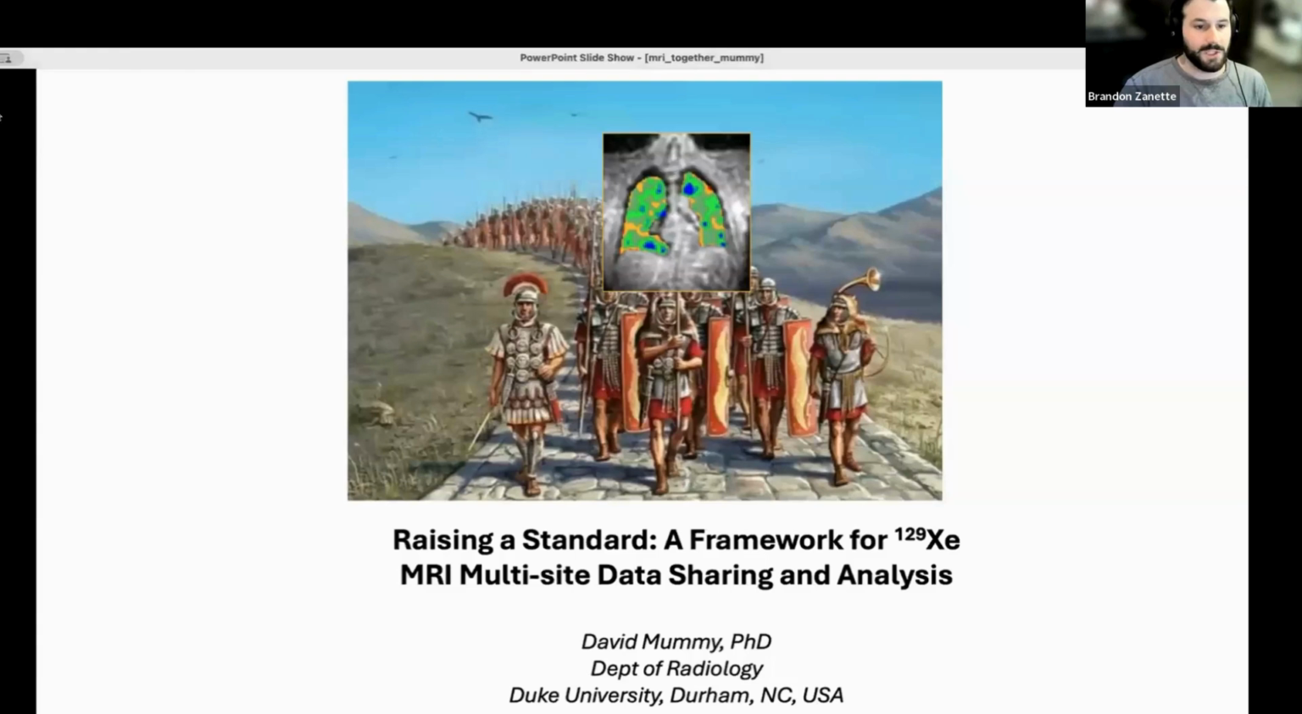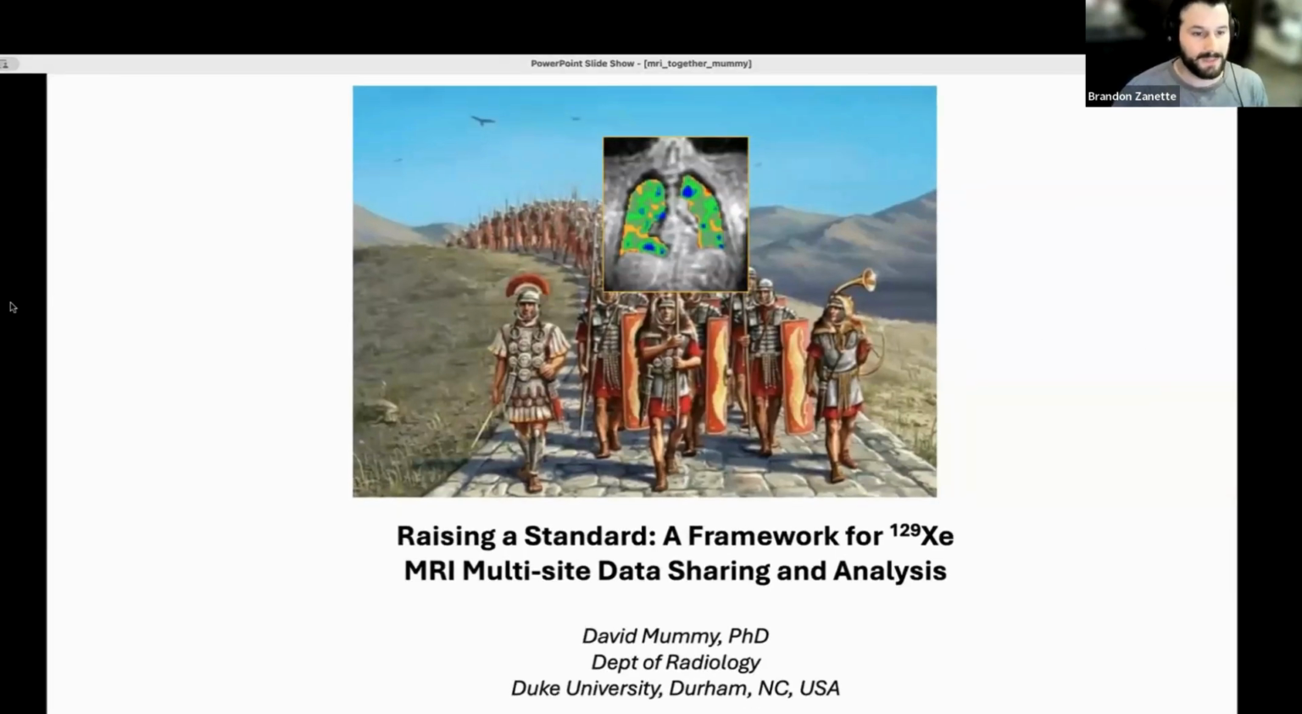Dr. Mummy is an assistant professor in the Department of Radiology at Duke University, and his research focuses on applications of xenon MRI in human lung disease, including asthma, chronic obstructive pulmonary disease, and interstitial lung diseases. He's especially interested in how biomarkers derived from ventilation and dissolved phase xenon imaging can be used to clinically aid diagnosis, prognosis, and therapy selection and monitoring.